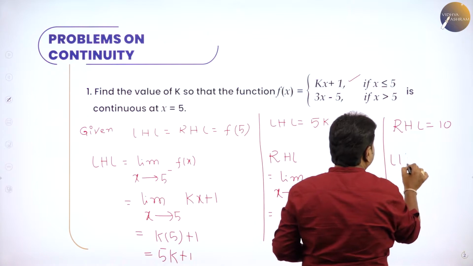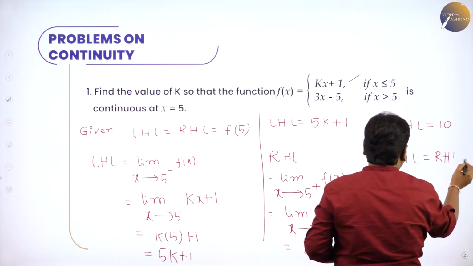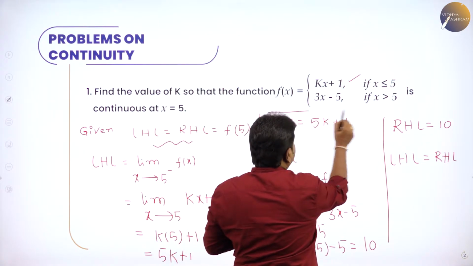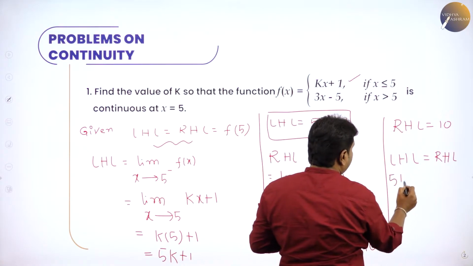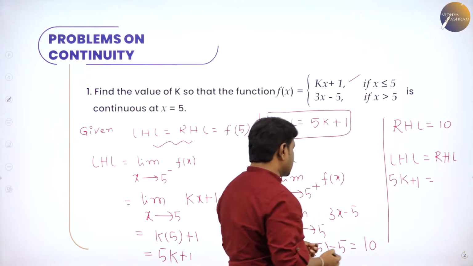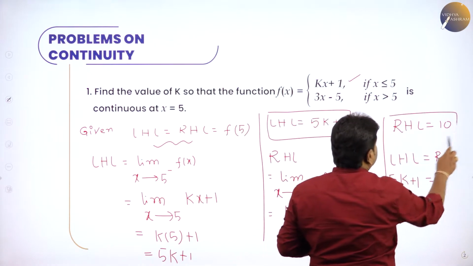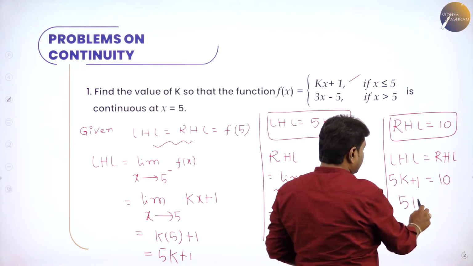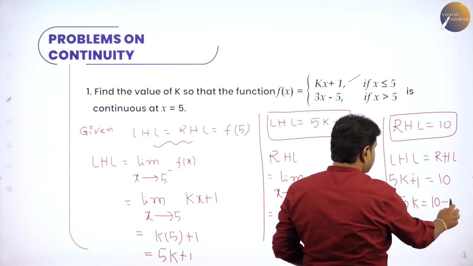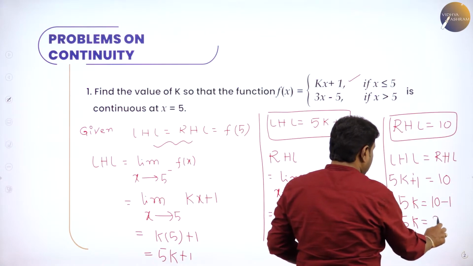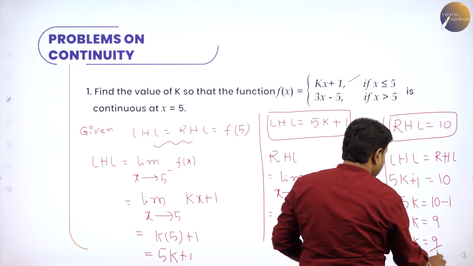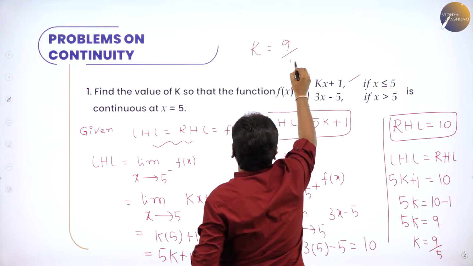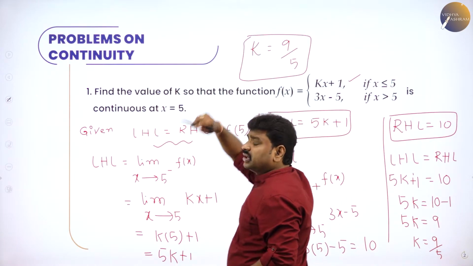So now they gave LHL, RHL, f of 5 all are equal because they told continuous. So I'll take just LHL equal to RHL. All three are equal, so any two we'll take, these two. If I take LHL equal to RHL, what LHL did we get? 5k plus 1. So in the place of LHL I'll put 5k plus 1 equal to RHL. What RHL did you get? RHL is 10. So in the place of RHL substitute 10. Now 5k is equal to, transfer 1 to that side, 10 minus 1. So 5k is equal to 9, or k is what? 9 by 5. So we got the final value k is 9 by 5.